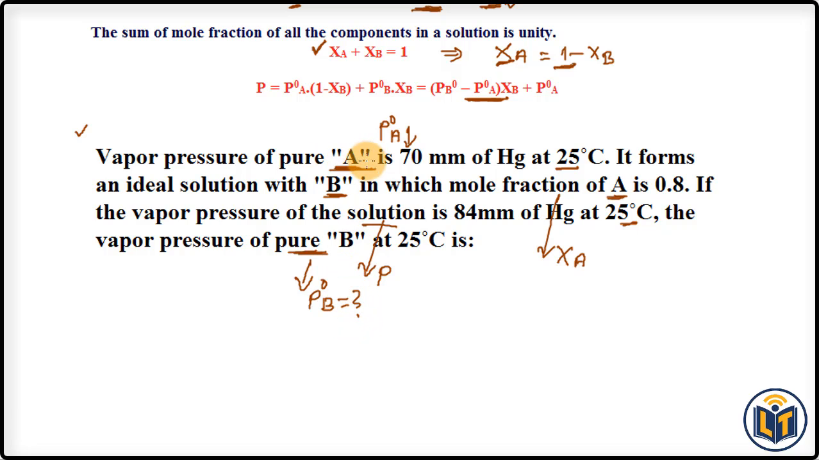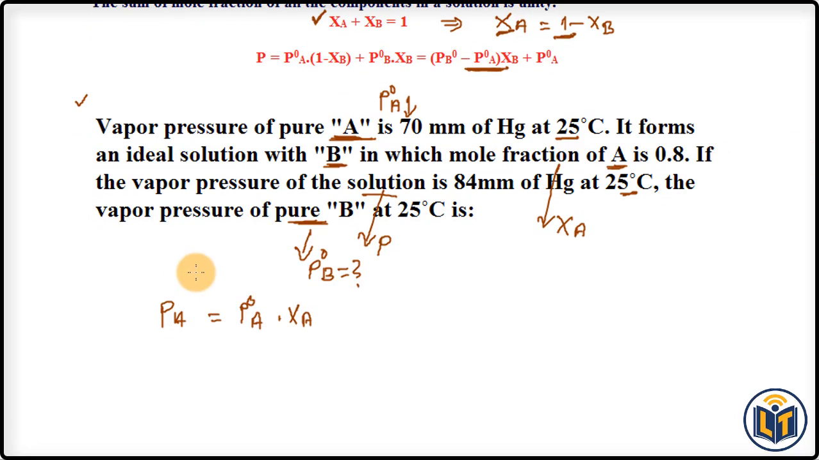If you look at the first and second sentence, you can see that P naught A value is given and XA value is given. From this information, we can find the vapor pressure of component A in the solution. We apply Raoult's law. Here we have PA is equal to P naught A into XA. PA represents the vapor pressure of component A in the solution. We can plug in the value.